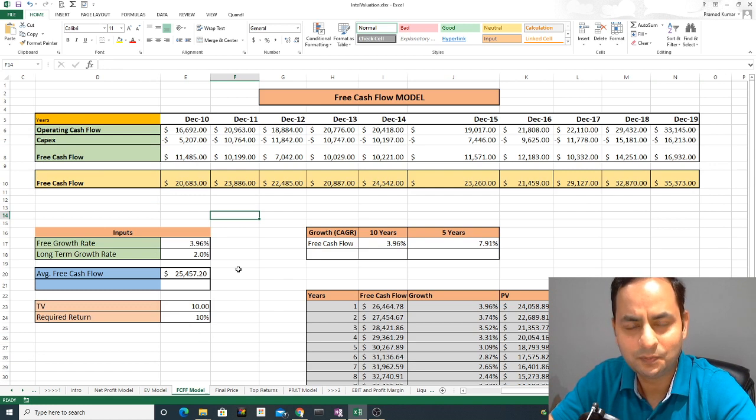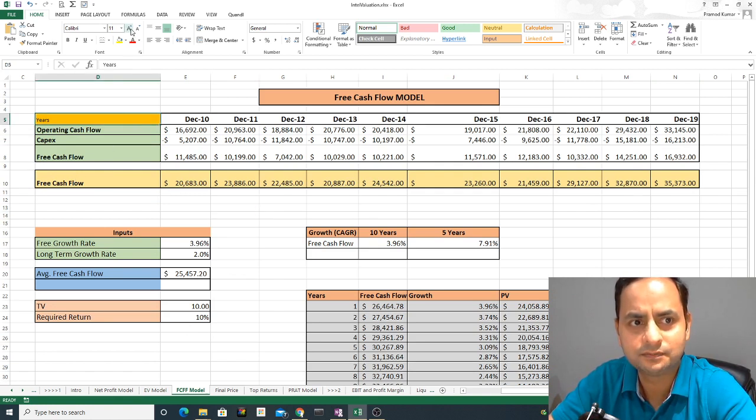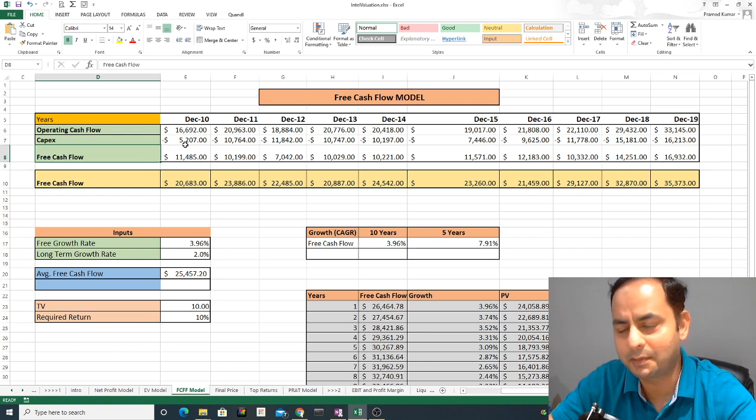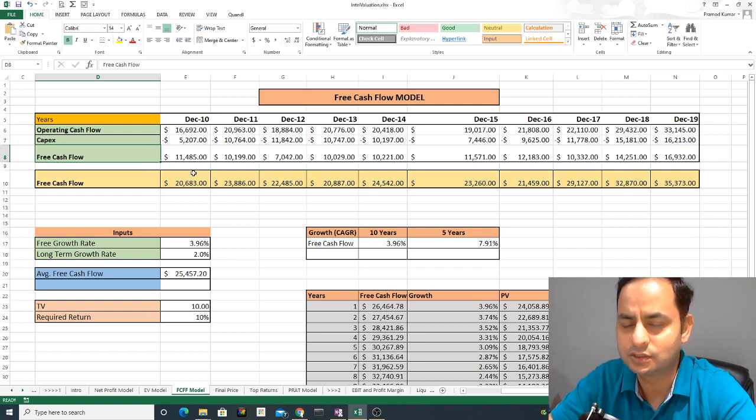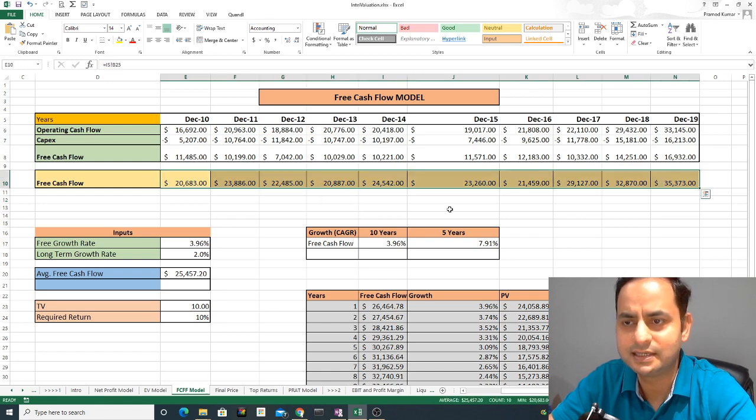Here I just show the free cash flow because different people have different ways of coming to the free cash flow. Here I just use the simple approach to come up with the free cash flow. Basically take the operating income and reduce the capital expenditure, and then I just use the free cash flow, right? So this is the simple way of getting the free cash flow.